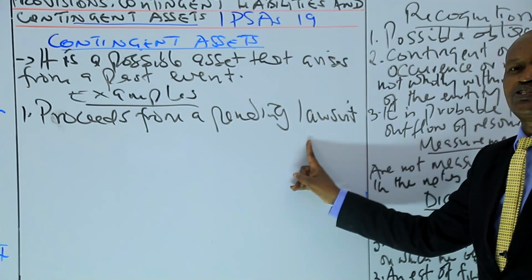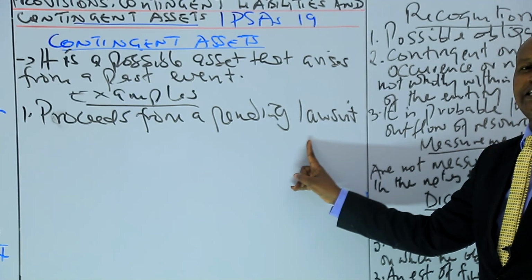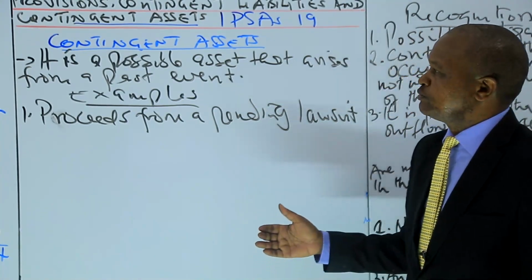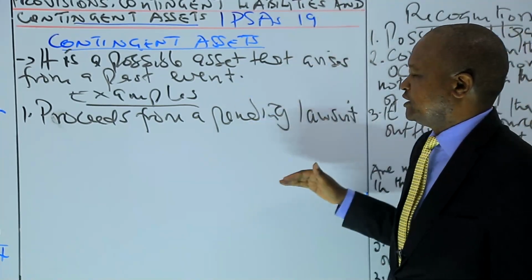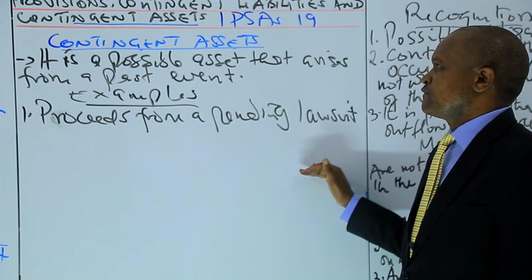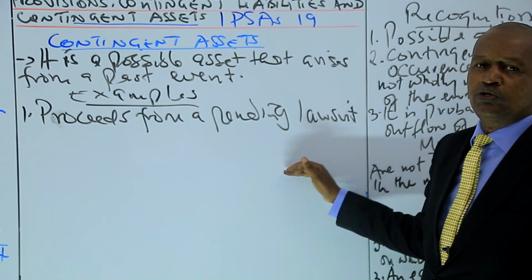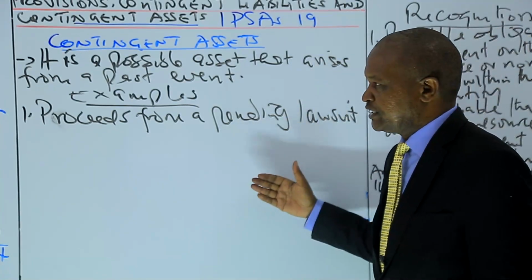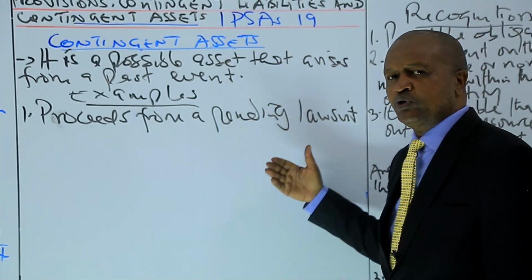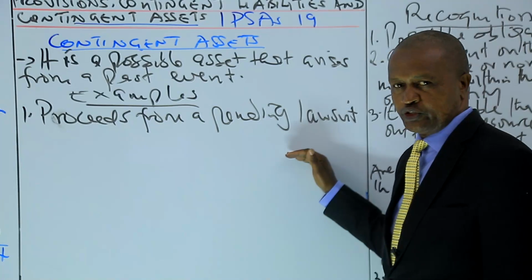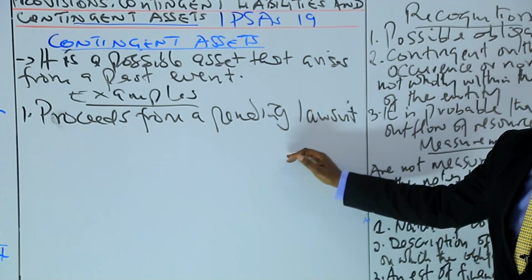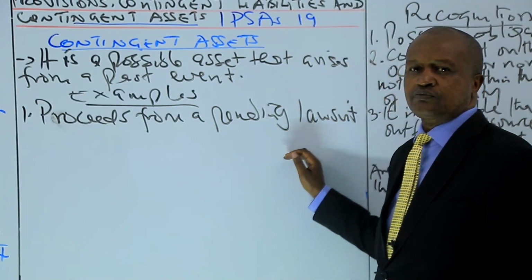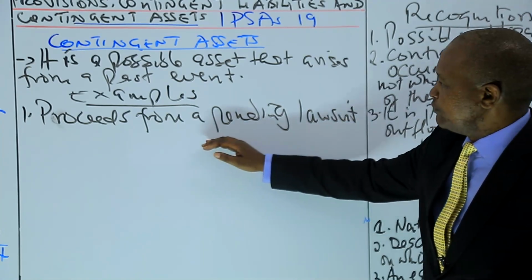And therefore, the company should disclose the contingent asset in the notes to the financial statements, because it may not be possible to measure what the court will award in terms of maybe damages or the financial settlement. So we've said that contingent assets are not measured, but they are disclosed. The company or the public sector entity is required to disclose proceeds from a pending lawsuit.